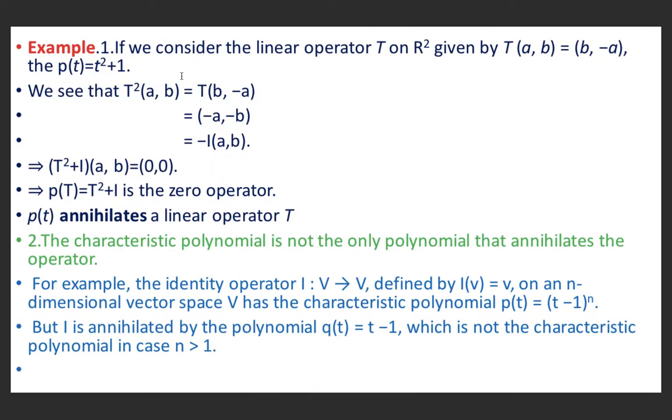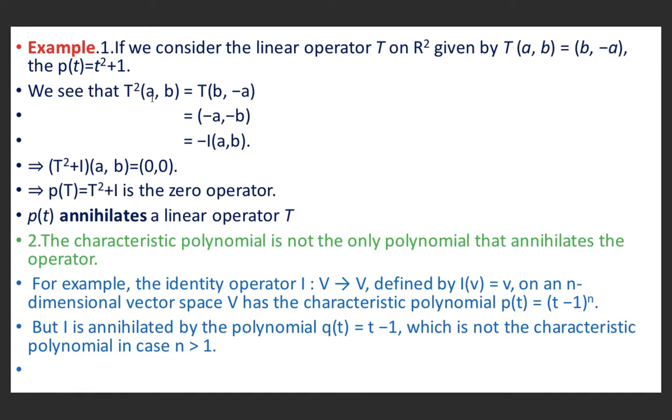Now some examples. Consider the linear operator T on R square and we define T(a, b) equal to (b, minus a). The second component comes to first and in the second component we have the first component with minus sign. So T(a, b) equal to (b, minus a), then P(t) equal to t square plus 1. This example we also considered in the previous lecture.